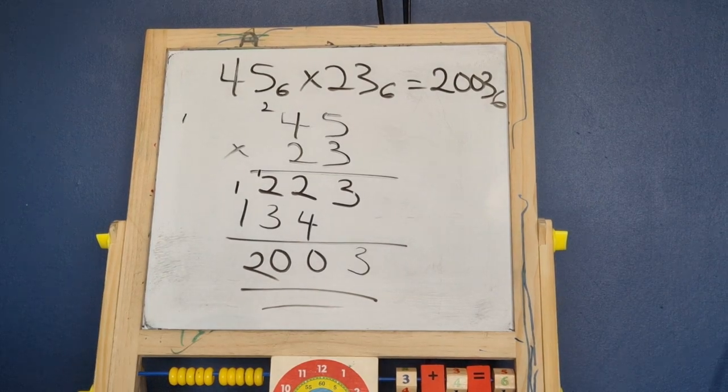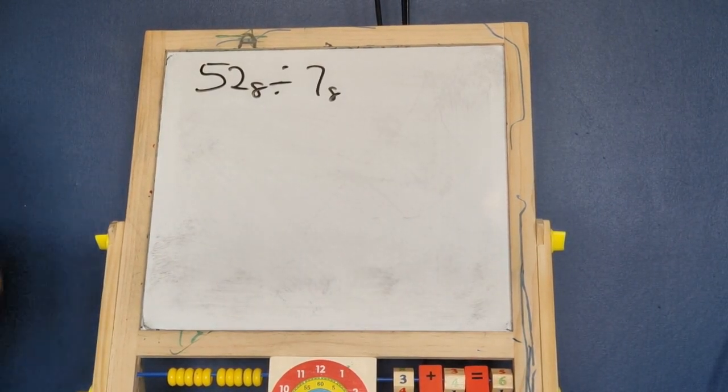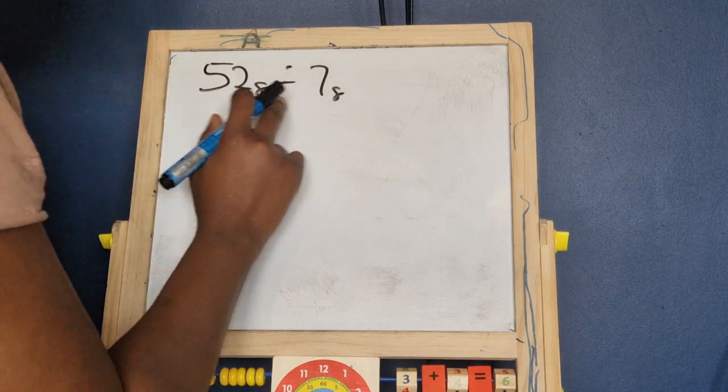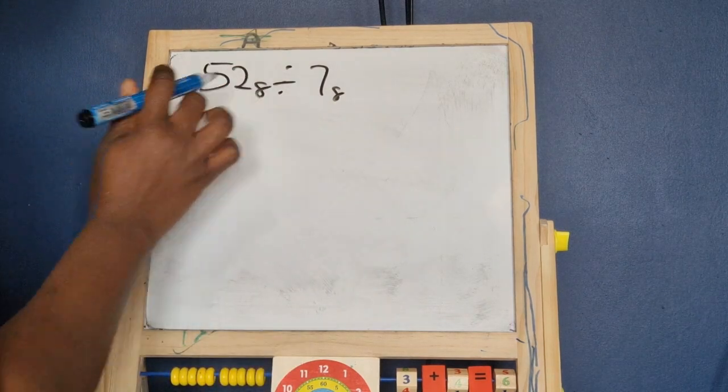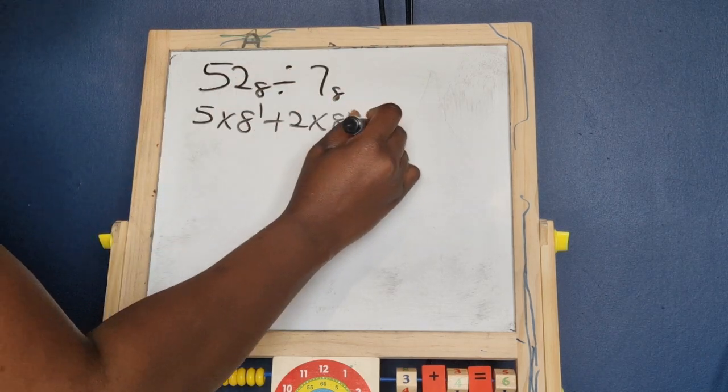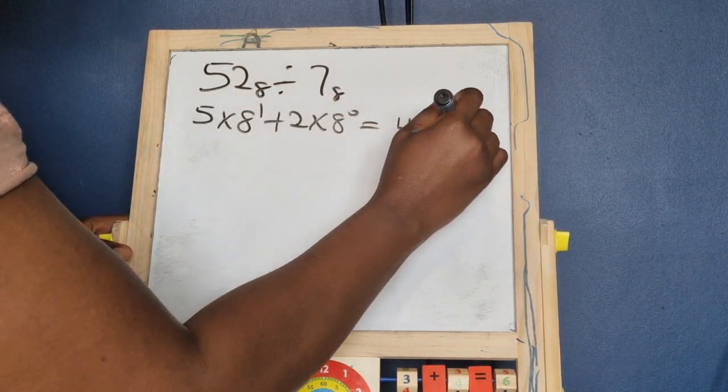Now let's divide. To divide in other bases, the best thing to do is to first convert to base 10, then divide, then convert your answer back to the given base. Because if you have to divide straightforward like this, it will become confusing. So let's convert this to base 10 so that we have 5 times 8 raised to power 1 plus 2 times 8 raised to power 0. And then that will give 8 times 5 is 40, 40 plus 2, that will give 42.